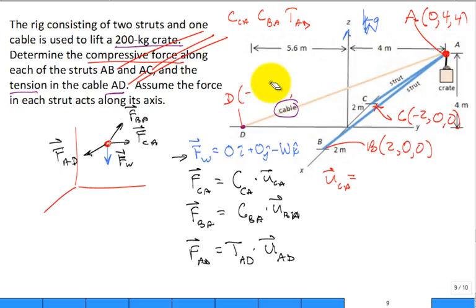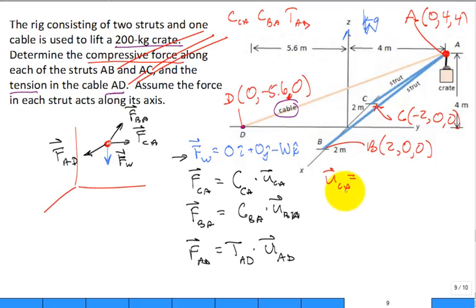X is, yeah. So there you go. Thank you very much. I did that on purpose. No, I didn't. 0, -5.6, comma 0. There you go. Now, once you have the locations, you get the displacements.